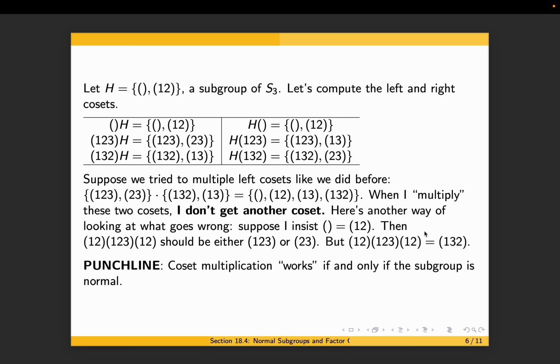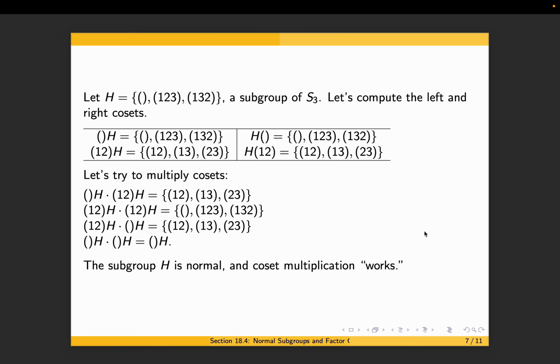So the punchline here is that if you want to multiply or combine cosets, that kind of thing only works if the subgroup is normal. I haven't fully illustrated to you why that is. I'm just hoping this example fleshes out what could go wrong. And so let me show you a couple more examples. Here's an example where it goes right.